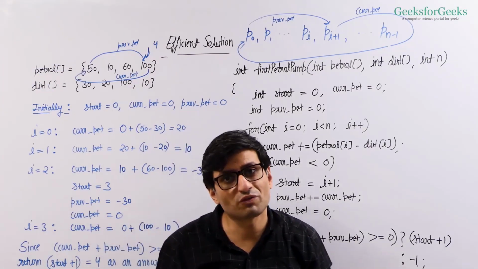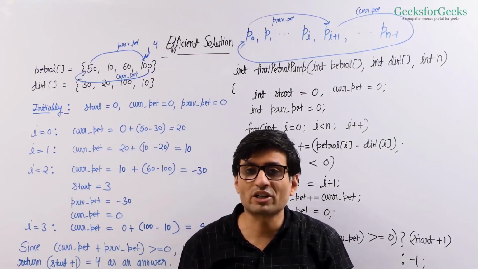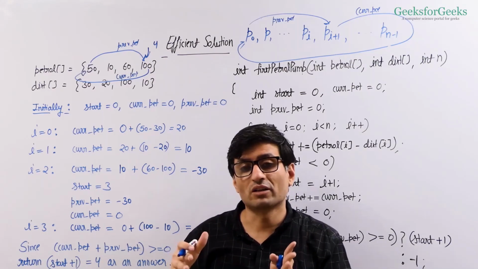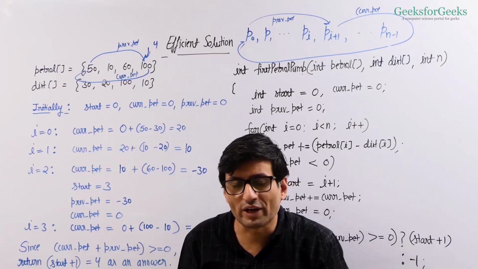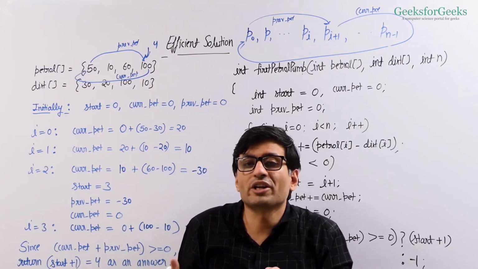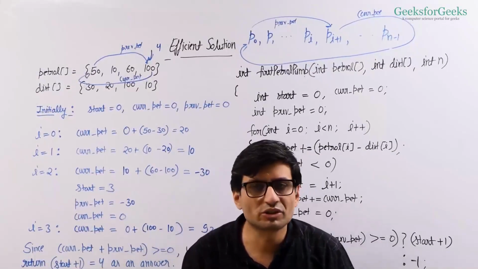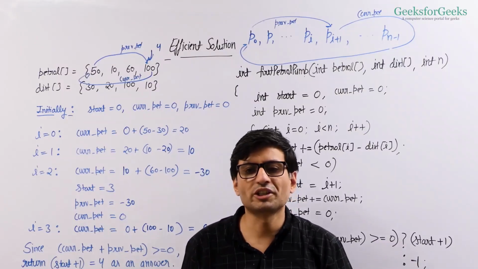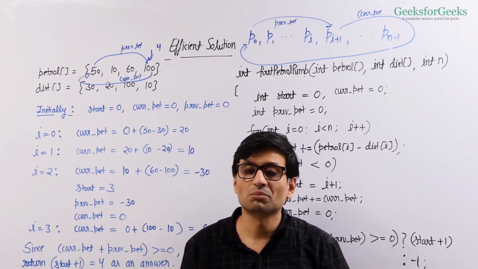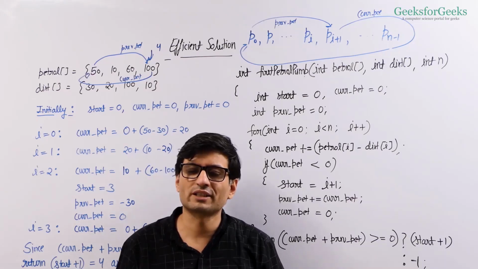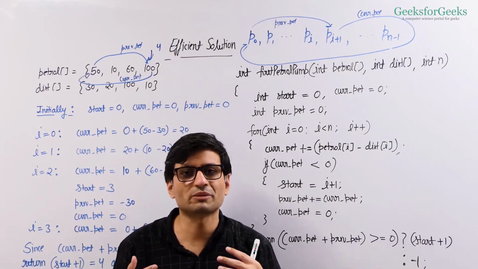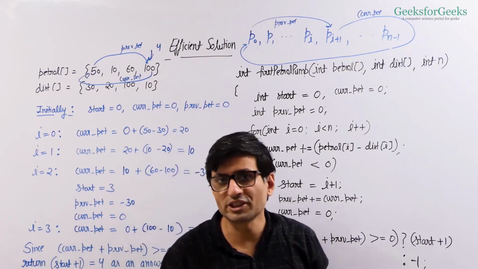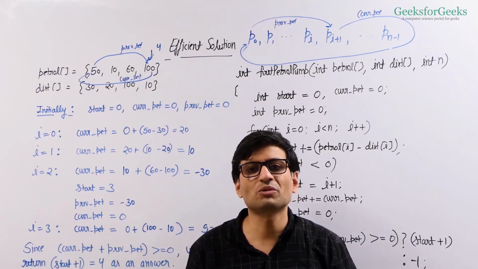We save lots of computations. We have a simple one traversal solution. We are reusing the previous petrol value, and we are avoiding recomputations. Time complexity of the solution is big O of n. Auxiliary space requirement is big O of 1. Please note that the better solution also has the same time complexity and same auxiliary space requirement, but this efficient solution finds the answer in one traversal.